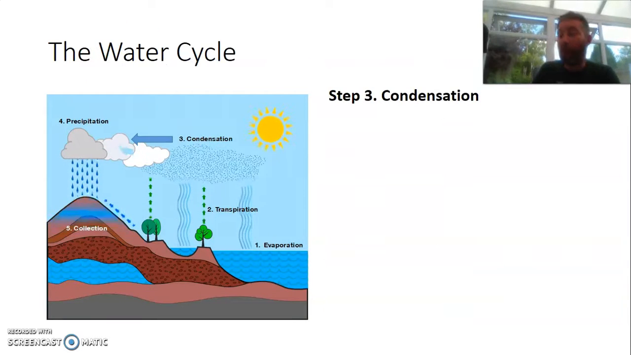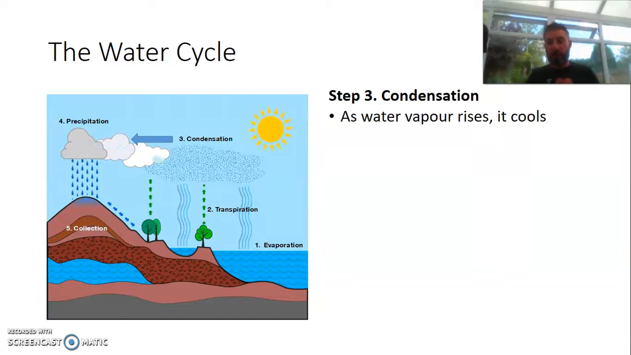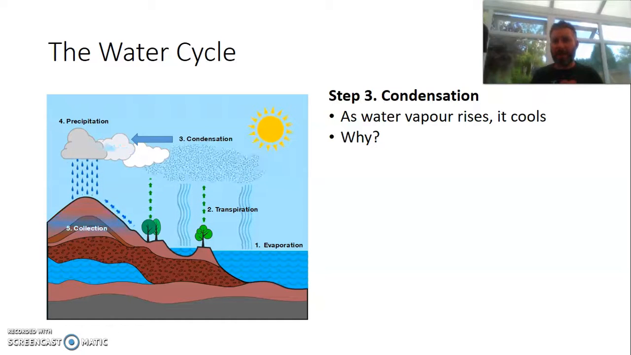Step 3 then is what happens to that water as it rises. Well, as that water vapour rises, it cools. Why is that? Why is it colder higher up? It's closer to the sun, so it should be hotter, and warm air rises. So why is it cold in the upper atmosphere? Well, that's because the air is less dense.